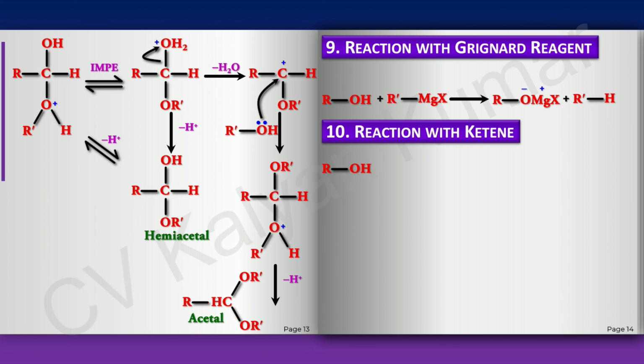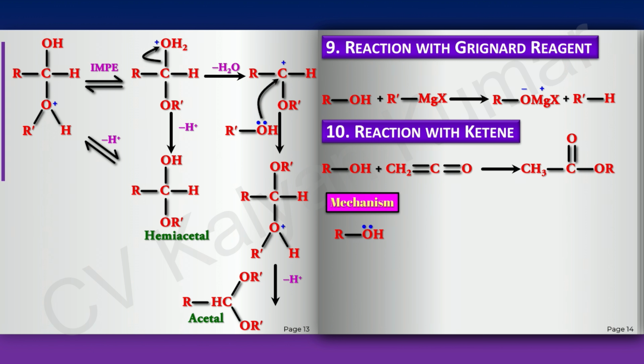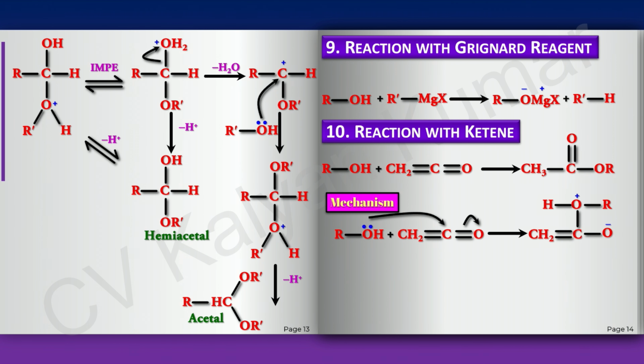Then comes reaction with ketene. Now, you have the alcohol and you have a ketene. Here, the product is an ester. Let's see how this happens. The lone pair will attack the carbon. Pi bond shifts to O. You'll get this. There's an intramolecular proton exchange. The H will go to O and you'll get this.